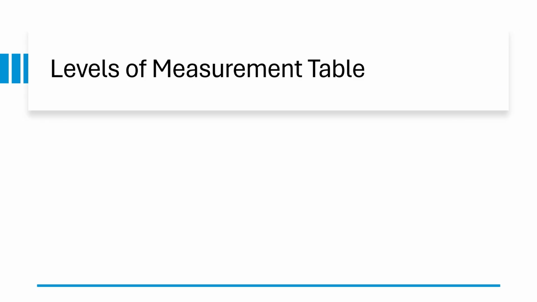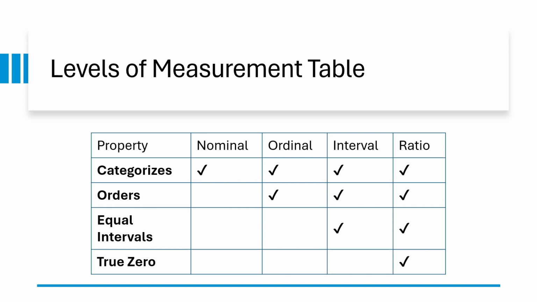Here is a summary table of the levels of measurement and their properties. Nominal data categorizes, ordinal data adds an order to categories, interval data includes equal intervals, and ratio data has all these properties plus a true 0. This table helps clarify the unique characteristics of each measurement level.